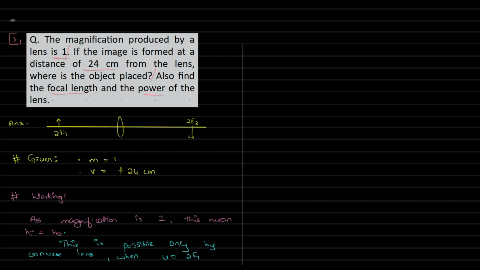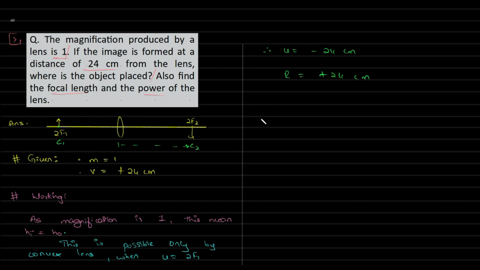Anyways, let me not confuse you guys. So basically, if you keep it over there, at the center of curvature, you will get it at center of curvature, right? So v is equal to plus 24, therefore u is equal to minus 24 centimeter, right? And this is also equal to the radius of curvature, which will be equal to plus 24, right? From this point to this point, this is your radius of curvature.